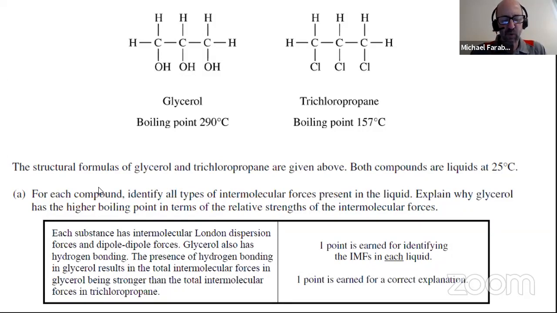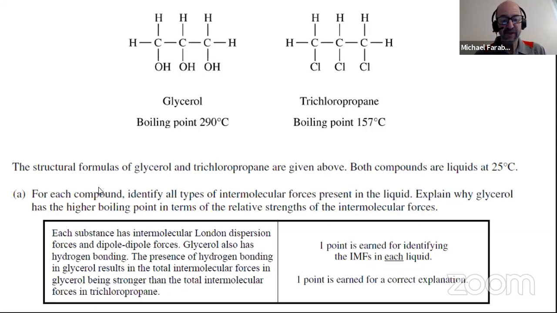If all you did was say hydrogen bonding, you would not receive full credit because you have to identify the IMFs in each liquid. So always mention the intermolecular forces for each substance before you go on to make your comparison and justification or explanation.